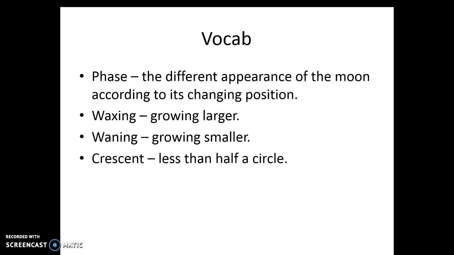Now we have two words that talk about the amount or shape of the shiny side of the moon that you can see. When the moon is a crescent, it's anything less than half a circle. In contrast to that, when the moon is gibbous, it's anything more than half a circle.